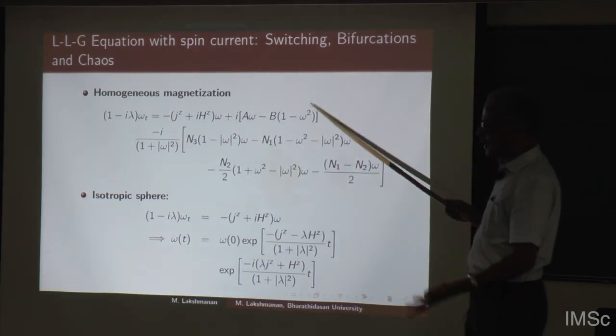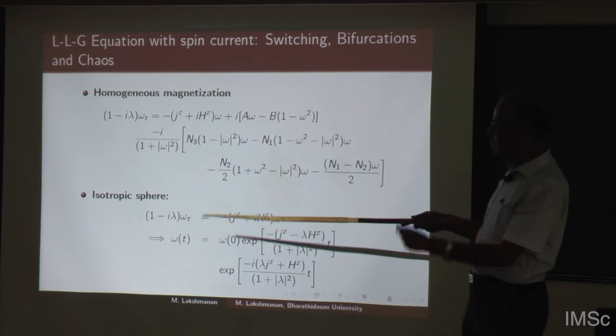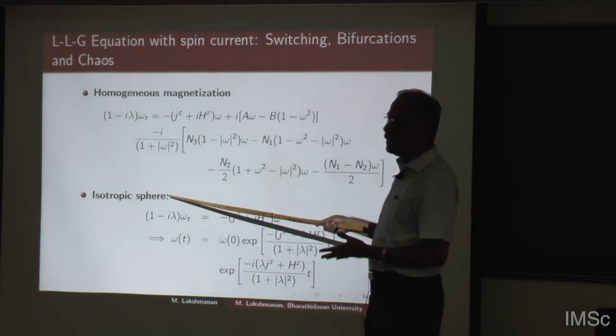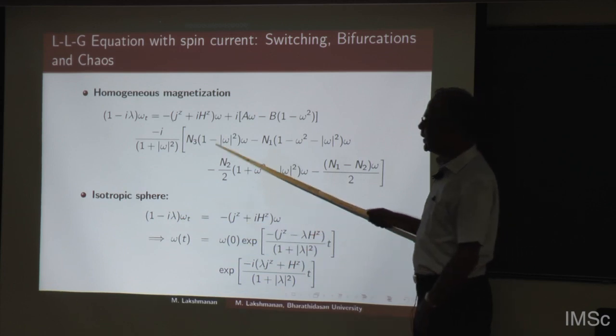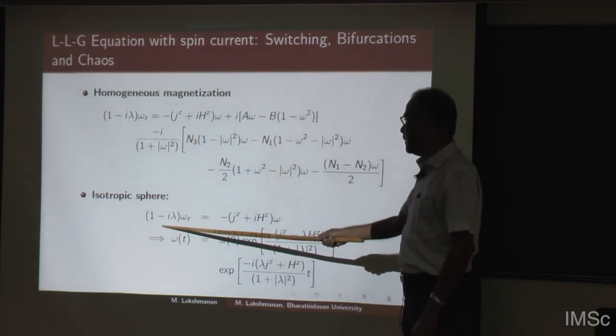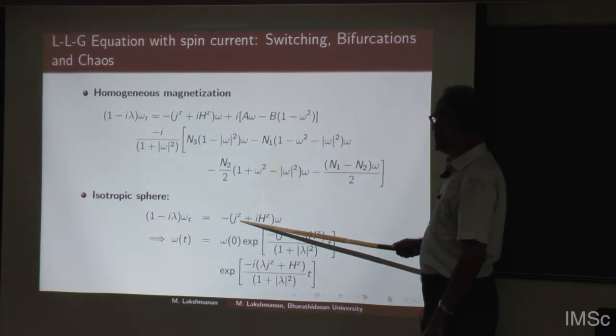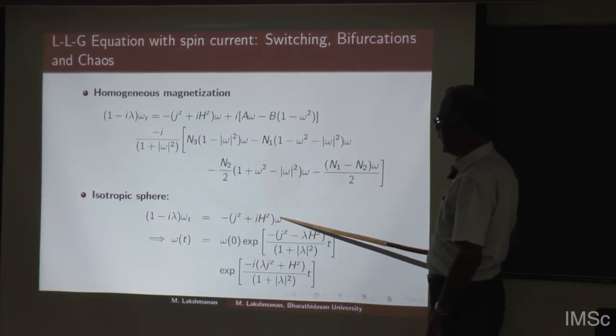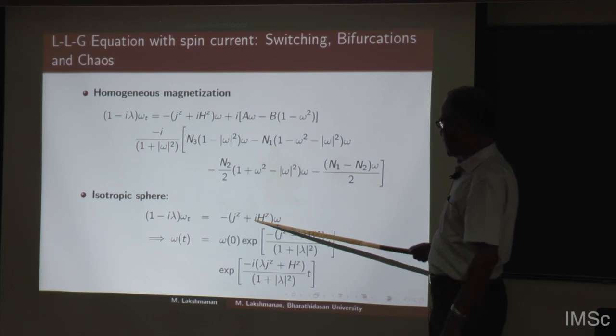So you can also analyze this numerically. But even simpler one, you consider an isotropic sphere as an example. So isotropic means all these things vanish. You have effectively (1 minus i lambda) omega_t equals jz plus i hz omega for appropriate magnetic field.